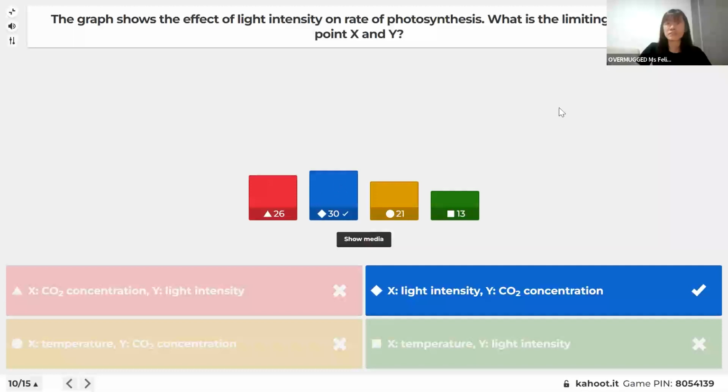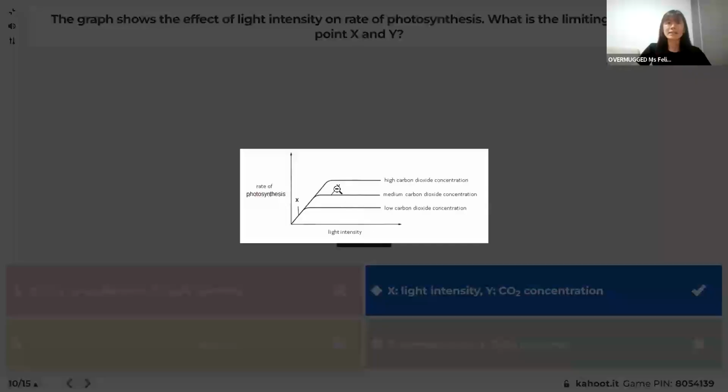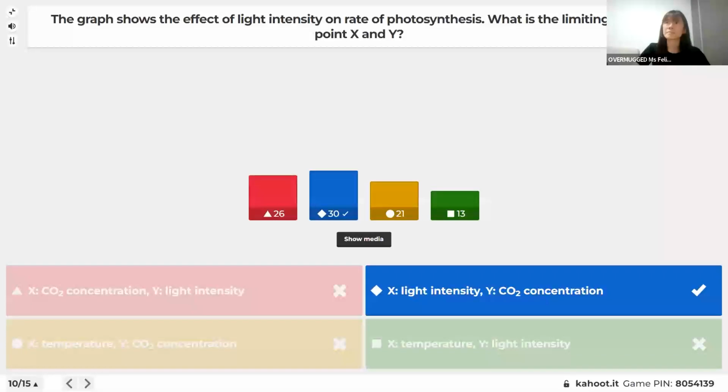Now the majority of you got it right. So it's similar. As long as it is the front part, light intensity is the limiting factor. Then the behind part, it will be other factors. So this time around, since your carbon dioxide is so little, that means carbon dioxide is the limiting factor.